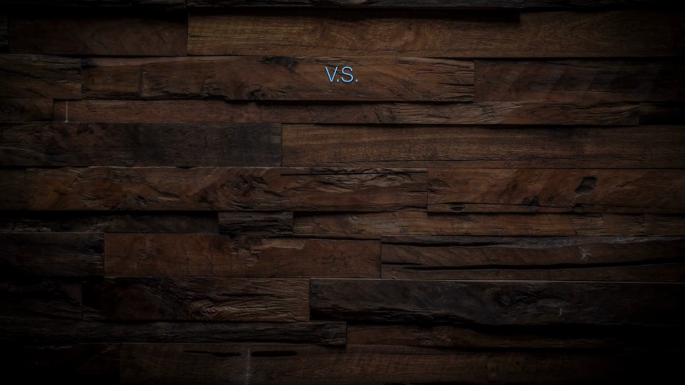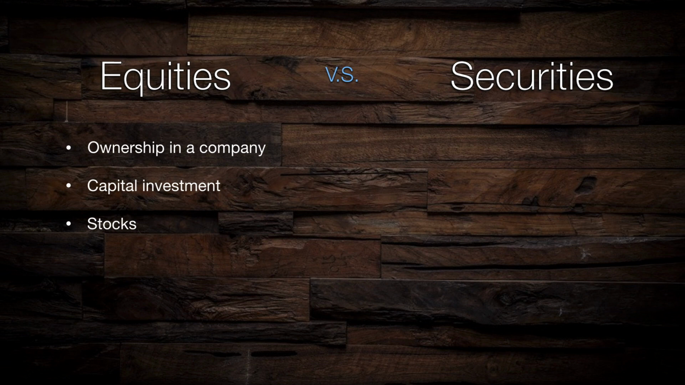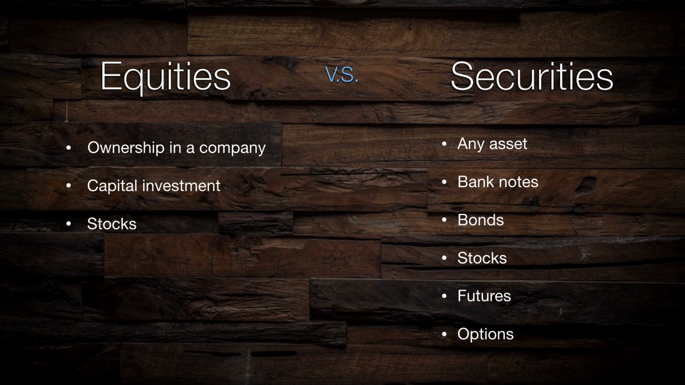The first two terms I'd like to discuss are equities and securities. Equity refers to a form of ownership in a firm, either by investing capital or purchasing shares in the company. The term securities, on the other hand, is much broader in nature and can refer to a broader set of financial assets, including banknotes, bonds, stocks, futures, options, etc. Investors purchase securities in hope of later selling them after they have appreciated in value.